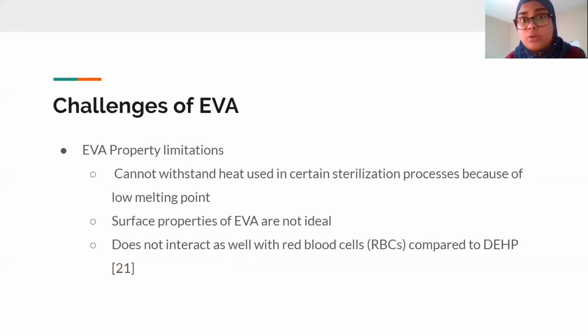Firstly, EVA has a low melting point, even with high concentrations of EVA, which makes it difficult to undergo necessary high-temperature sterilization. Additionally, the rough EVA surface, as discussed in previous slides, can induce blood clots. Lastly, compared to the DEHP additive, EVA is unable to interact with red blood cells in a way that can prolong storage. This is also the main reason why plasticized PVC material is used for all types of blood storage despite the health concerns. While the exact mechanisms of RBC storage are unknown, it has been proposed that DEHP causes a shape change of red blood cells that reduces the chances of hemolysis, or RBC rupture.